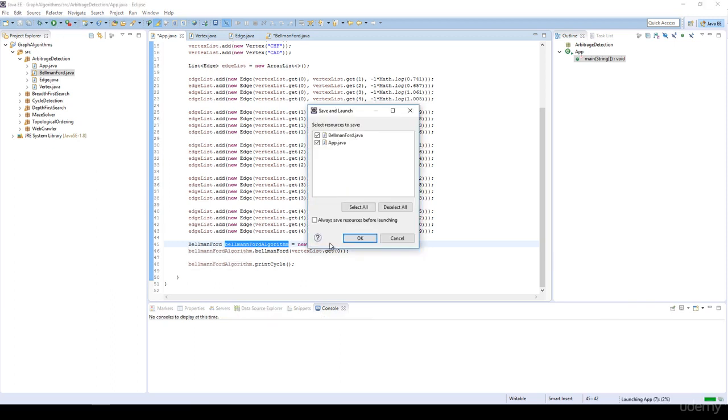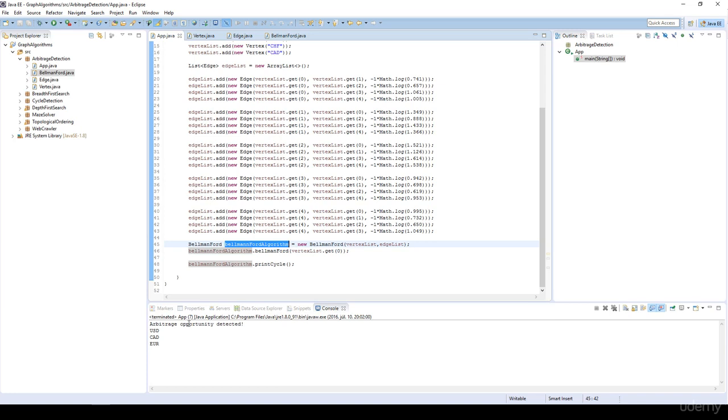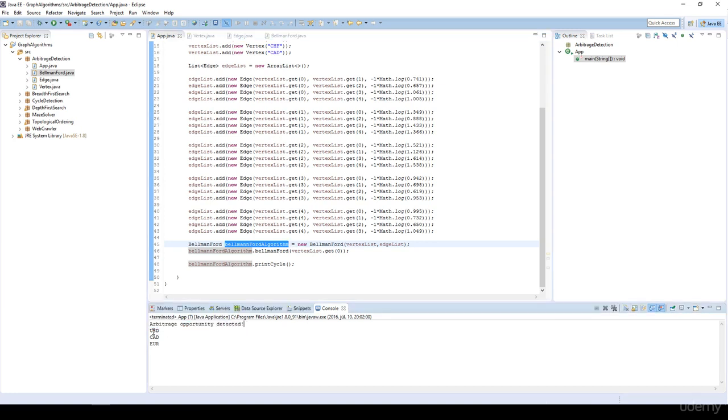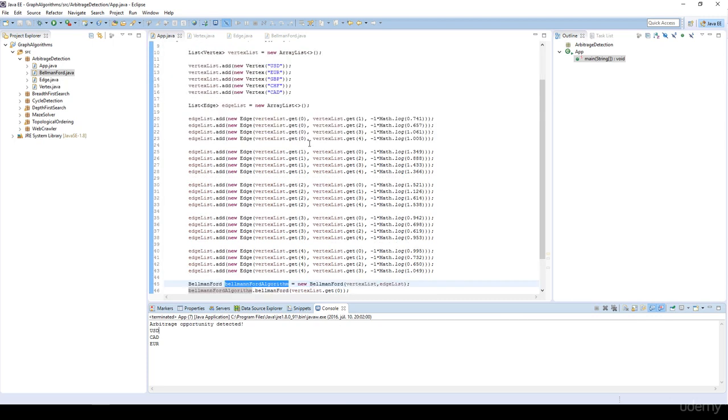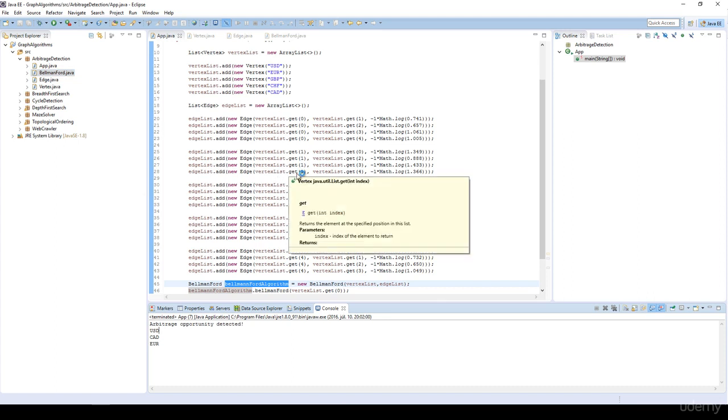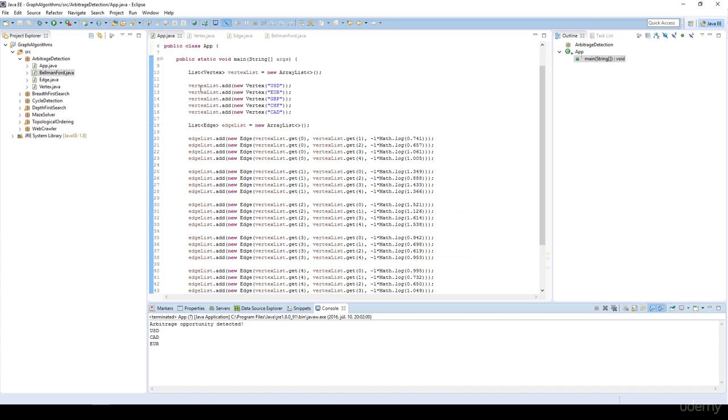Okay, so let's see. We have to save it. And yes, arbitrage opportunity detected. If we convert United States dollars to Canadian dollars, then Canadian dollars to euros, and of course euros back to United States dollars, then we are able to make riskless money. Of course, if you would like to do high frequency trading, you are not going to implement the Bellman-Ford algorithm, and you are not going to implement it like this, I'm sure. But I think that the theory is quite important and quite interesting, that we are able to use the Bellman-Ford shortest path algorithm to detect arbitrage situations.